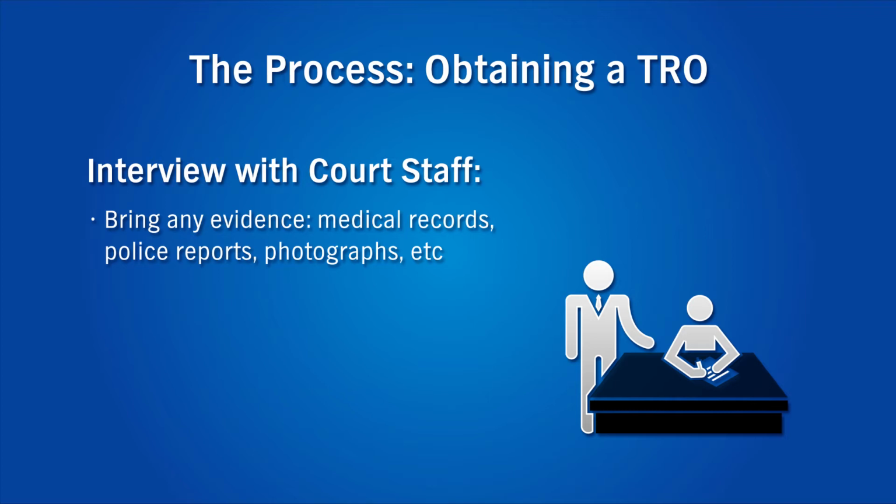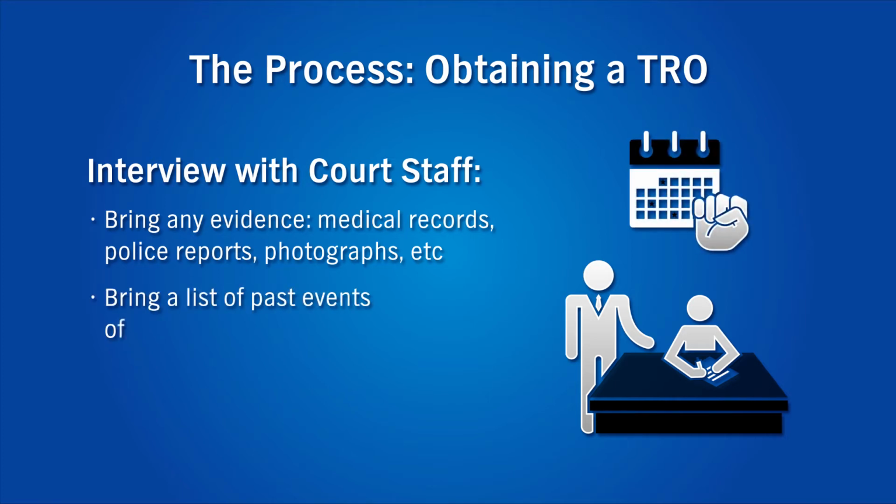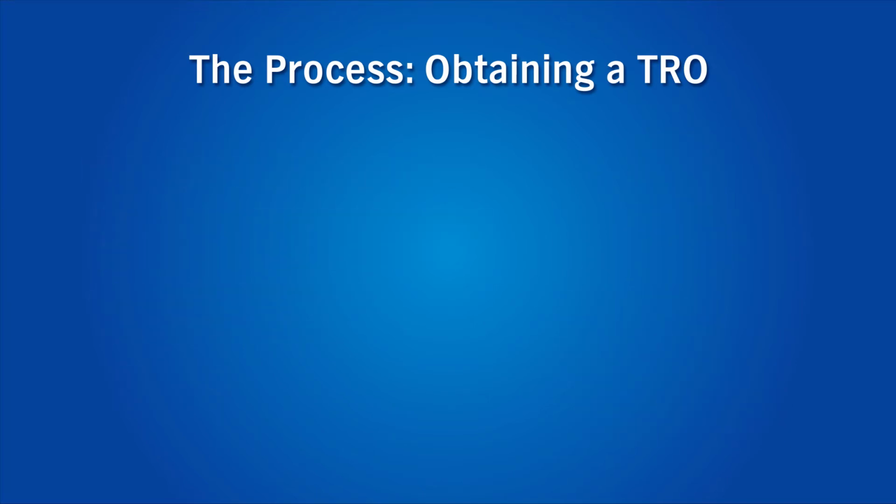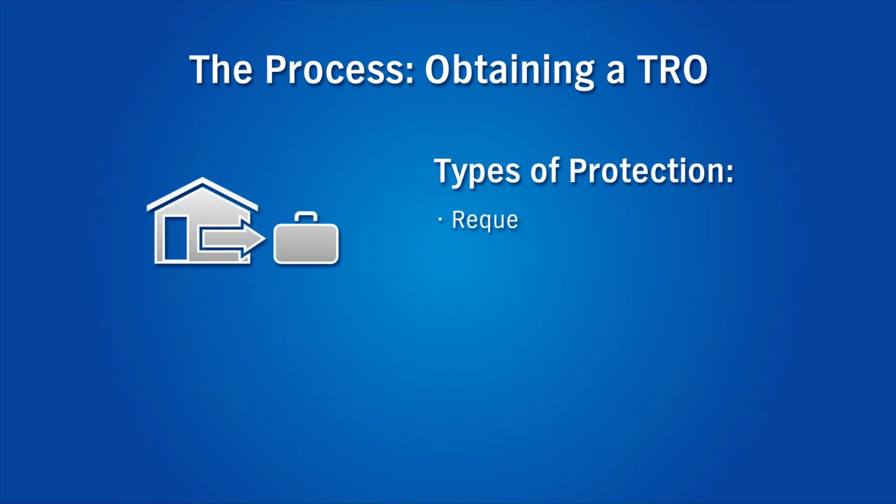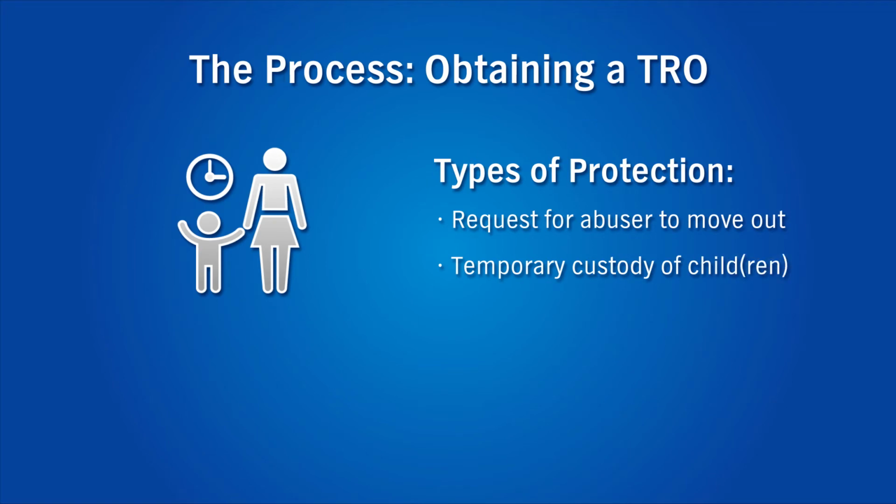When speaking with court staff, it is important to provide detailed information about past events of abuse, including dates. Be very careful. If you do not list or detail an incident in the application, you may not be able to bring that incident up during the actual hearing. A family court TRO can also include a request for the abuser to move out of the home, temporary custody of the children, and supervised visitation.